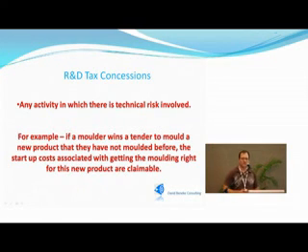The other thing which is claimable is any activity in which there is a technical risk involved. I've just given you an example here. If a moulder wins a tender to mould a new product that they've never moulded before, the start-up costs associated with getting the moulding right for this particular product are R&D tax claimable. You just have to keep good records. It's anything that you don't quite understand, or where you don't quite realise what the actual involvement is going to be. So if it's a complicated mould with kiss-offs everywhere, and you're not quite sure what's going on, and you have to go through a few iterations of moulding to get everything right, then that whole time, as long as you keep good records of what you've done, you can claim it as an R&D tax concession.